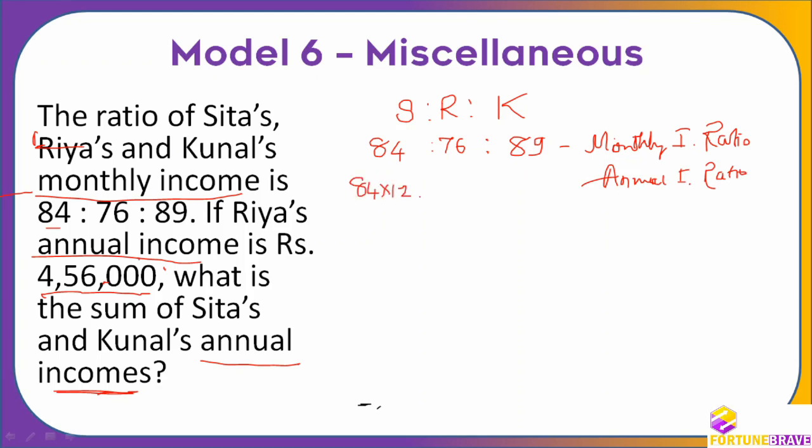84 into 12. Don't multiply this. Just remember only. You need not even write it. You have to remember when you are solving this question that into 12 will be your annual income because there are 12 months in 1 year. So now what will happen? Now the actual value of Riya's income is given, right? So Riya's annual income is how much? 4,56,000.